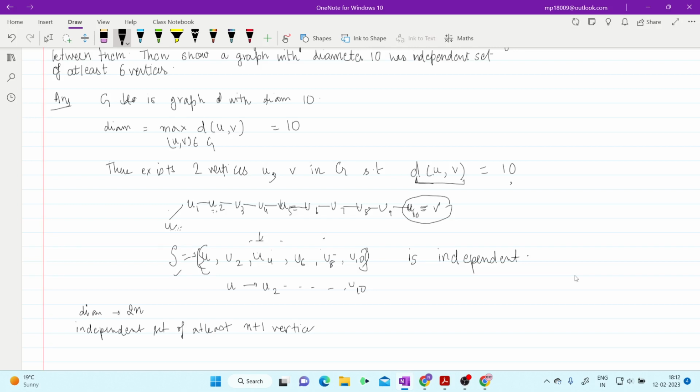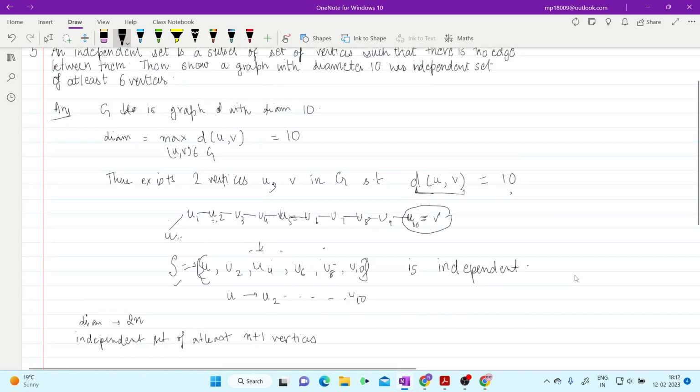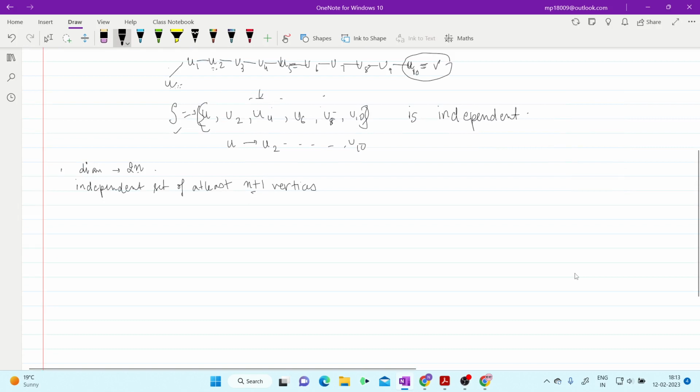I'm trying to generalize. Here n is 5 and we are getting that it has at least 6 vertices. So this should be true. We can generalize this. Yes, we use the same reasoning.